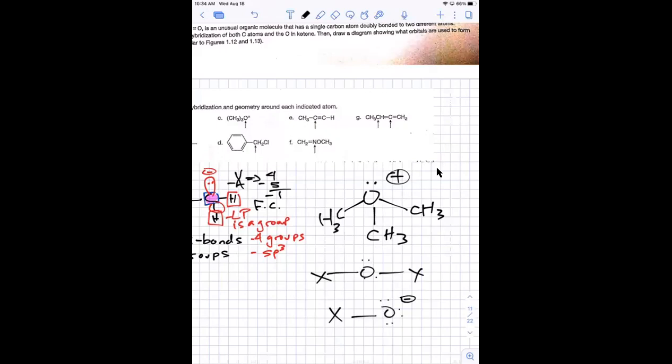Right, let's figure out the formal charge. How do we know that that's +1? Or why is it +1?